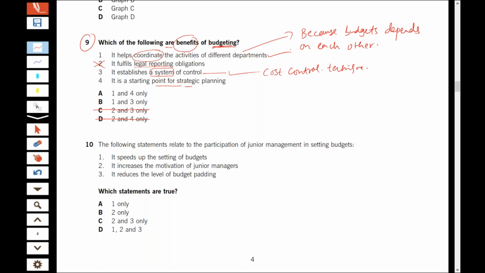It's not necessary, we can say that. And yes, the strategic planning begins with a mission, okay? So 1 and 3 are the correct options, and you can find here it is in option B.